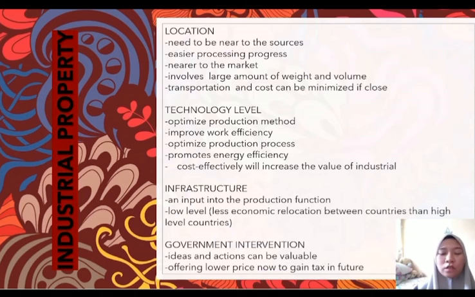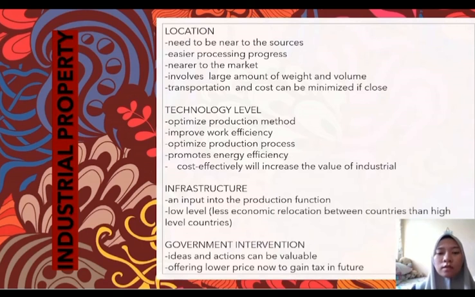Next is infrastructure. It is one of the inputs into the production function, because a low level of infrastructure will lead to less economic relocation between countries than in high level countries. An example of infrastructure is water supply, because water is one of the main ingredients or main methods used to do disposal of effluent.